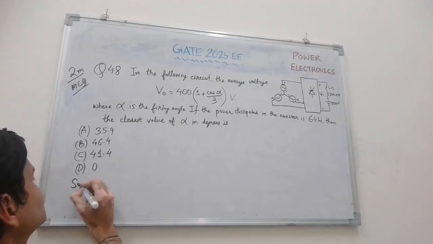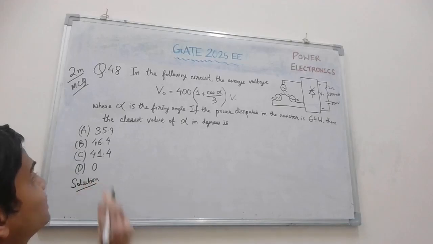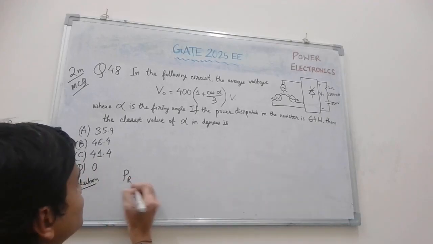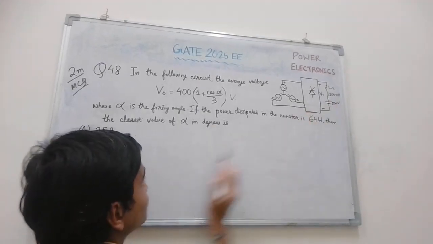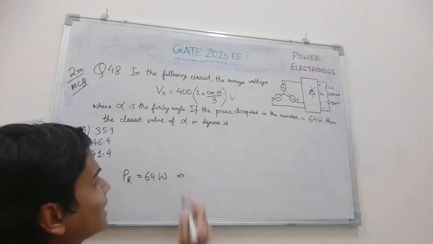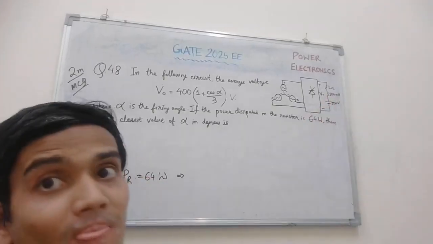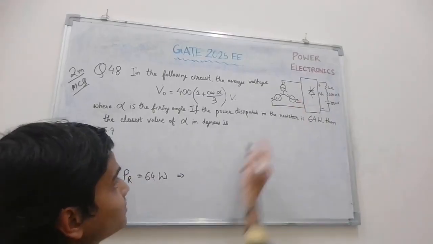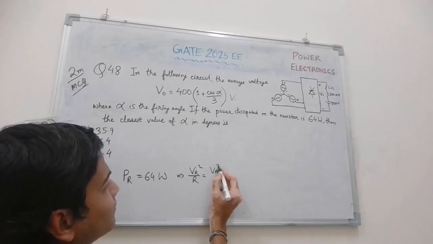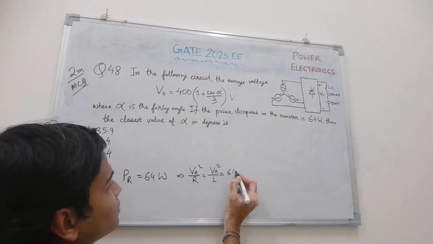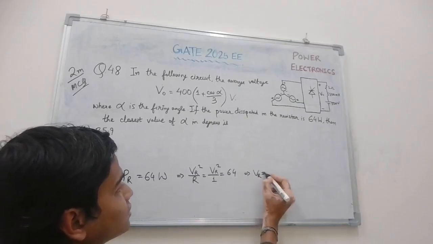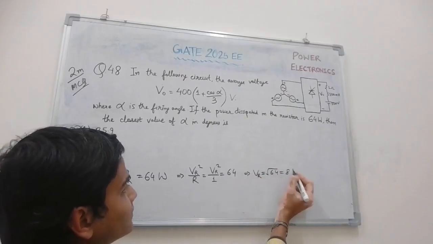Solution to this is pretty simple, basic, fundamental. It is given that the power dissipated in this resistor of 1 ohm is 64 watt. The average value of the voltage across the resistor is, say, VR. The power dissipated across the resistor is VR square by R, which is VR square by 1 in this case. It is given as 64. So VR we get as the square root of 64, that is 8 volts.